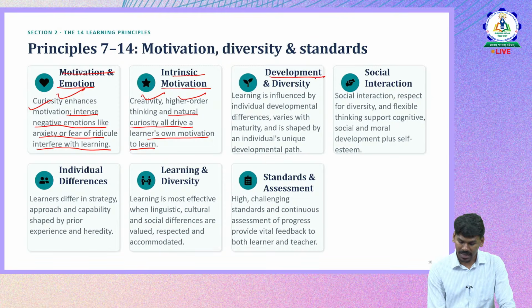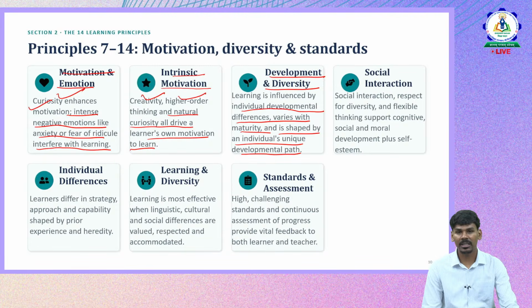Then development and diversity. What do development and diversity talk about? Learning is influenced by individual developmental differences, which vary with maturity and are shaped by an individual's unique developmental path. Every individual develops uniquely. It's not like if there are 30 students in a class, all 30 students will develop at the same pace. Everyone's height will be equal, everyone's weight will be equal, everyone's intelligence, multiple intelligences, whatever, will be equal. No, that does not happen.